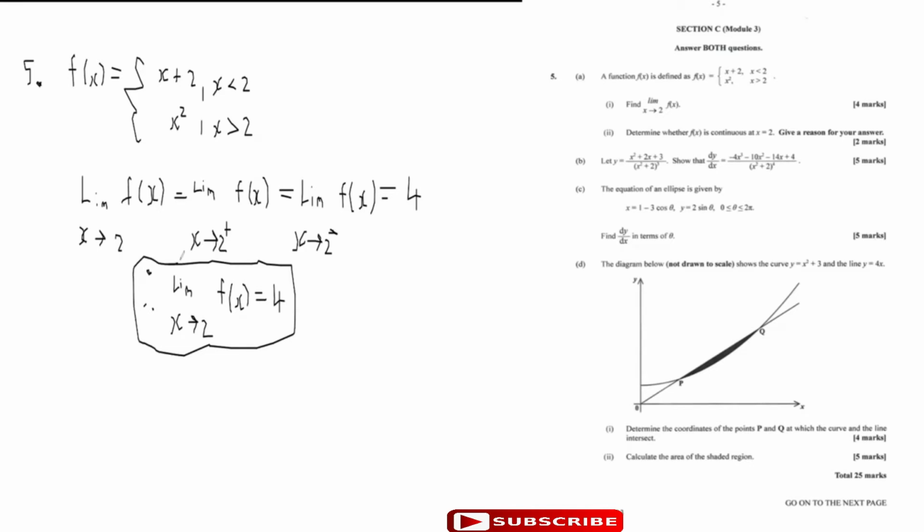Now it says determine whether f of x is continuous at 2. Now f of x is clearly not continuous at 2. f of x is discontinuous at x equal to 2 since f of 2 is undefined. Alright, since f of 2 is undefined, the function is discontinuous, so it's not continuous. Nice. So that finishes part A.